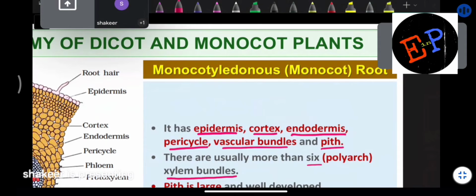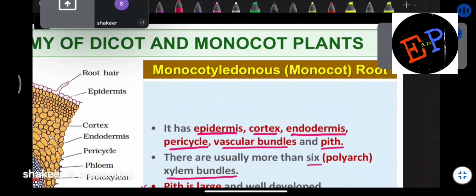Pith is large and well developed. This is one important point. Clear now? So pith is inconspicuous in the case of what? In the case of dicotyledonous stems. In dicotyledonous stems, pith was inconspicuous. What is meant by inconspicuous? Undifferentiated. You cannot differentiate it, you cannot find it very easily.